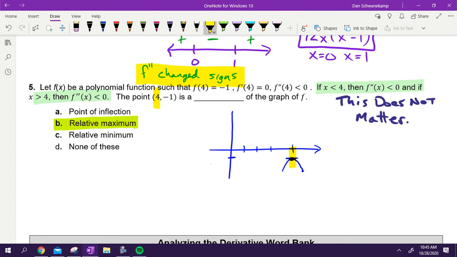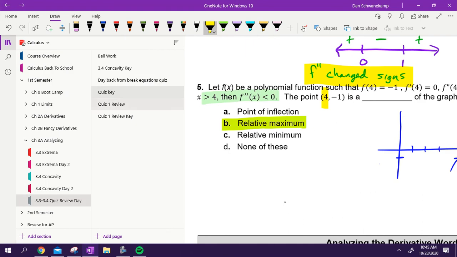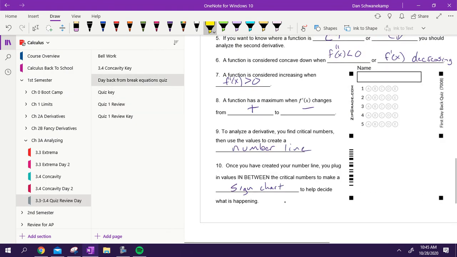Questions on any of those? Did pretty well. Okay, flip it over to the back side. On the back side, you are doing a fill in the blank.